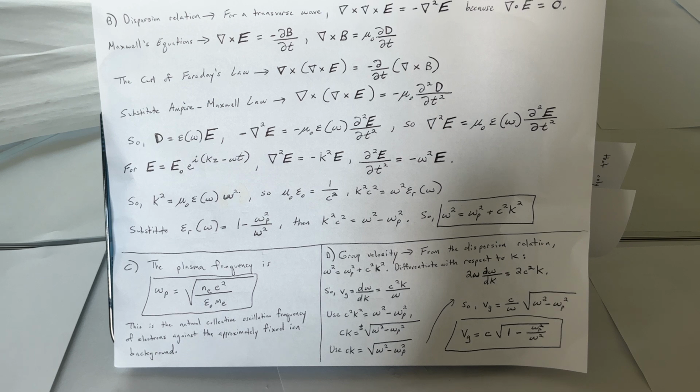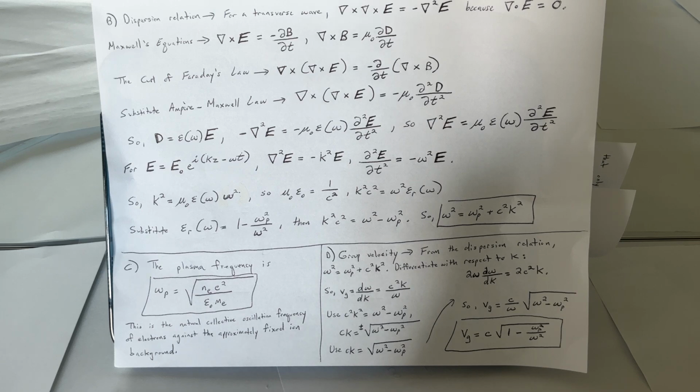For part D, they want us to find the group velocity. So the group velocity from the dispersion relation, omega squared equals omega sub P squared plus C squared K squared. Differentiate with respect to K. So 2 omega d omega dk equals 2C squared K. From here, V sub G equals d omega dk equals C squared K over omega.